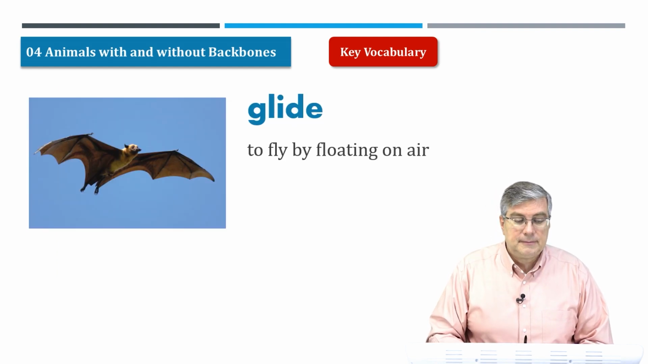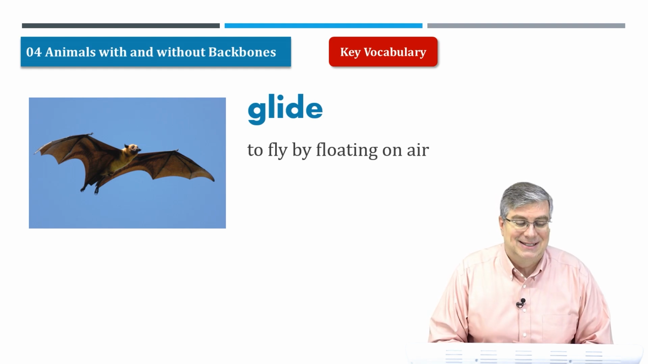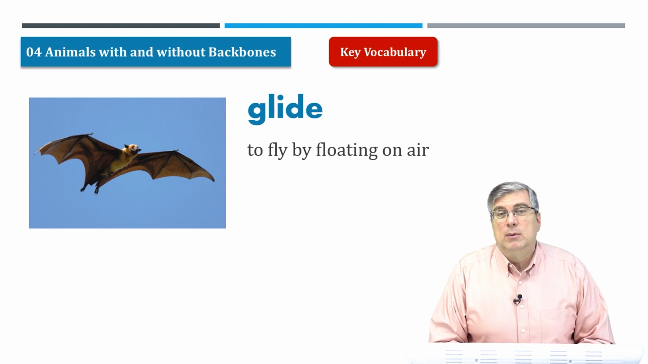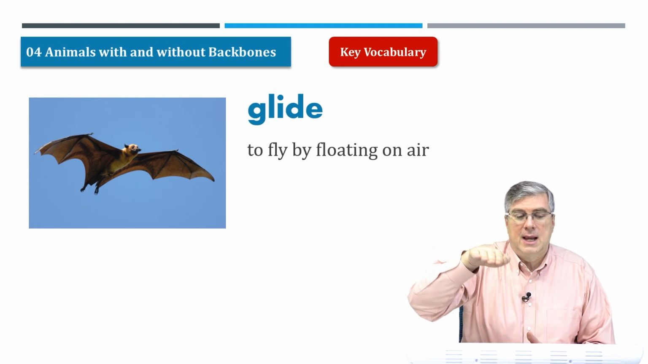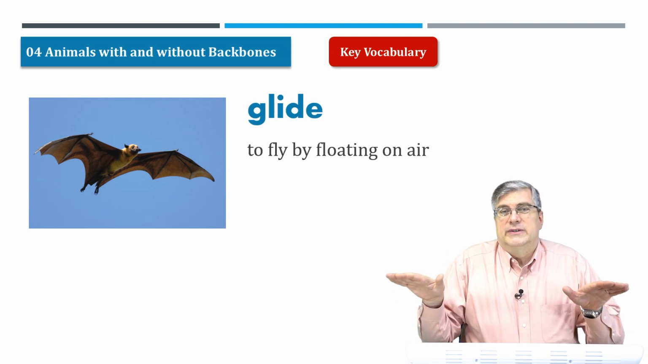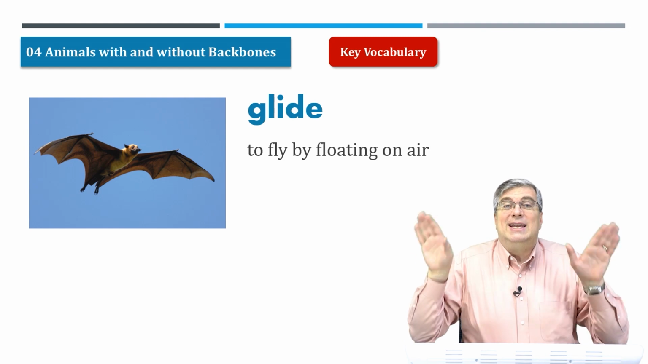Okay. Now, birds can also glide, and some others, not just birds, but mammals. This is a bat, okay? And animals with wings can glide. Glide means to fly by floating on the air, right? So, in other words, the bat or the bird doesn't have to beat its wings.